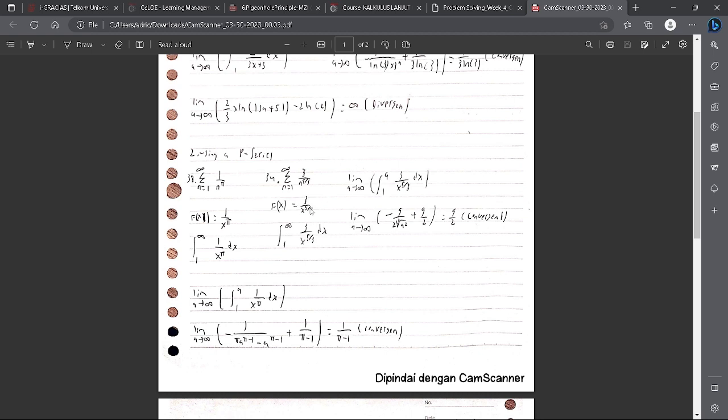f(x) is 3 over x to the power 5 over 3, and the integral from 1 to infinity of 3 over x to the power 5 over 3 dx, the limit as a goes to infinity of the integral from 1 to a of 3 over x to the power 5 over 3 dx, the limit as a goes to infinity of 9 over 2 times a to the power minus 2 over 3, plus 9 over 2, and the result is 9 over 2. Is it convergent?